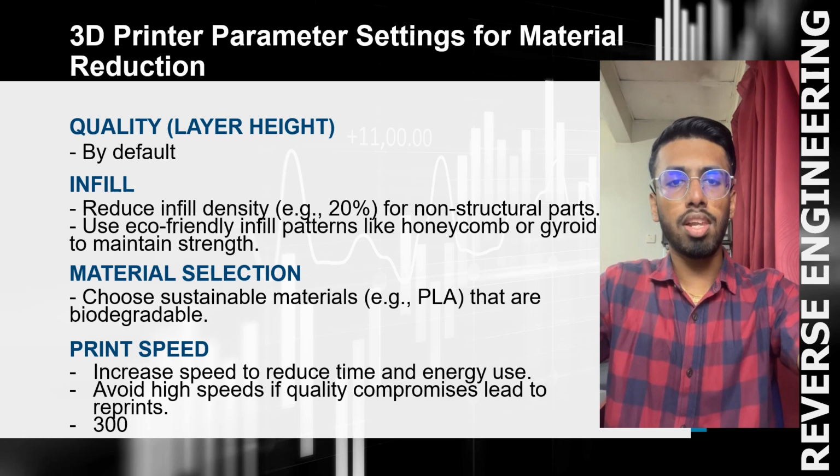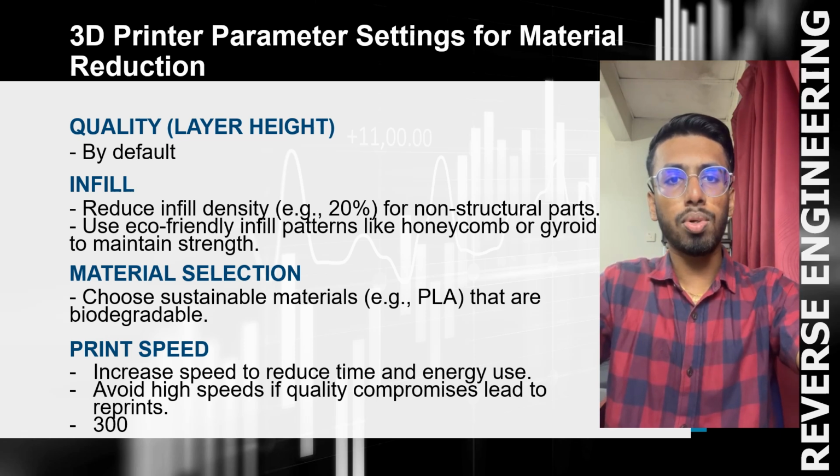Now, material selection. Sustainable materials, for example PLA. PLA stands for polylactic acid. It's a biodegradable plant-based filament often used for sustainable 3D printing. Using PLA for our door latch project minimizes environmental impact while providing the necessary strength and durability for light duty applications.